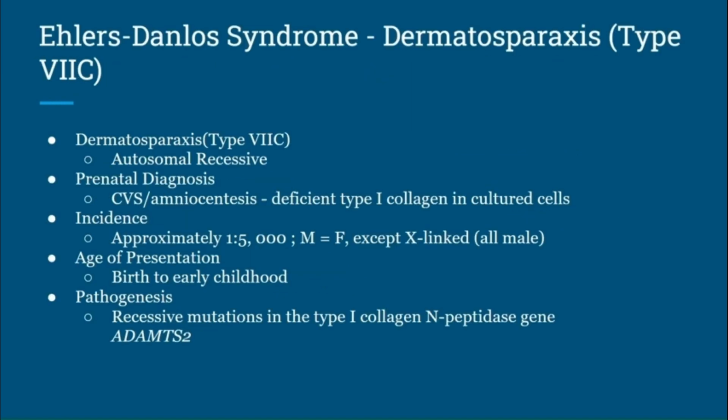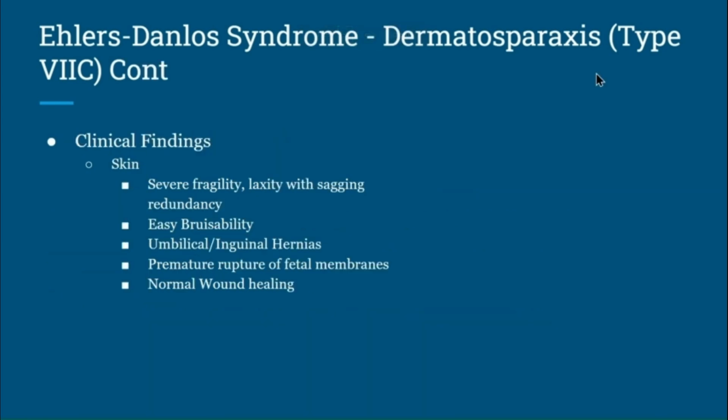Moving on, we have dermatosparaxis here. That's type 7C, and this is autosomal recessive as well. And this one has a mutation in the ADAMTS2 gene. It's a recessive mutation in the ADAMTS2. Clinical findings here with the skin: you'll have severe fragility, laxity with sagging, redundancy, as well as easy bruisability, the potential for hernias, premature rupture of fetal membranes, and normal wound healing. And that is the dermatosparaxis type.